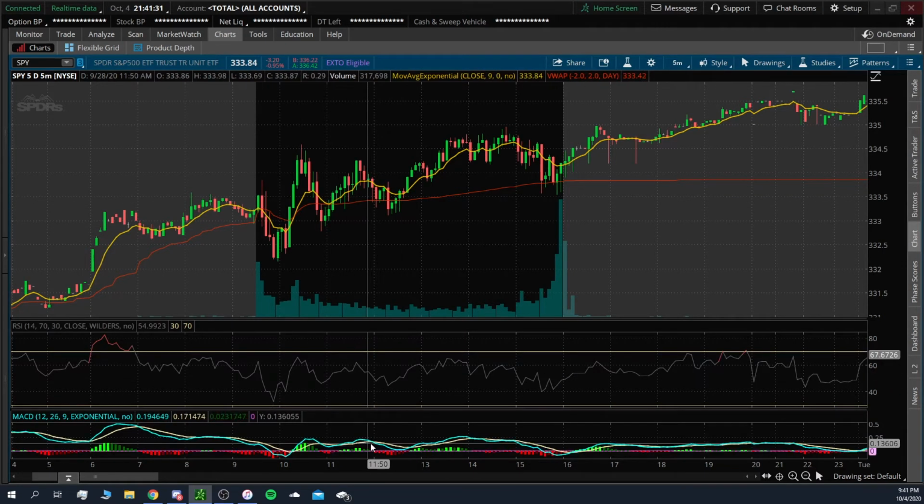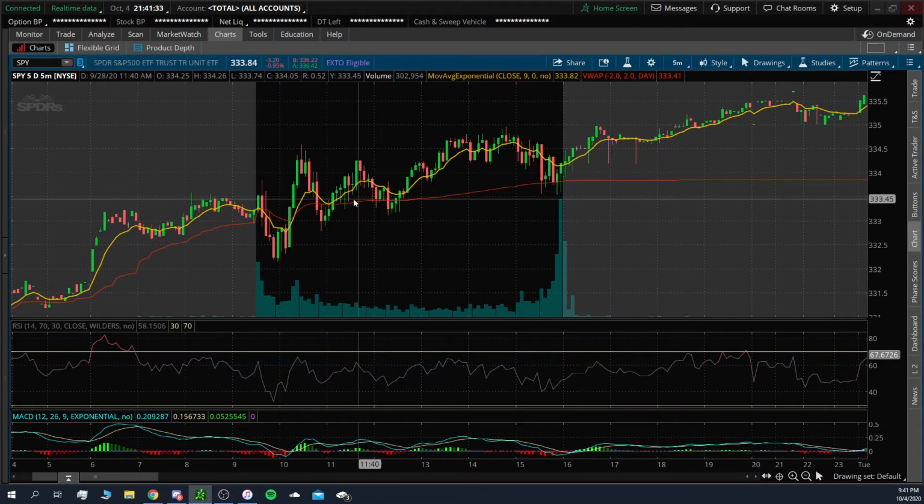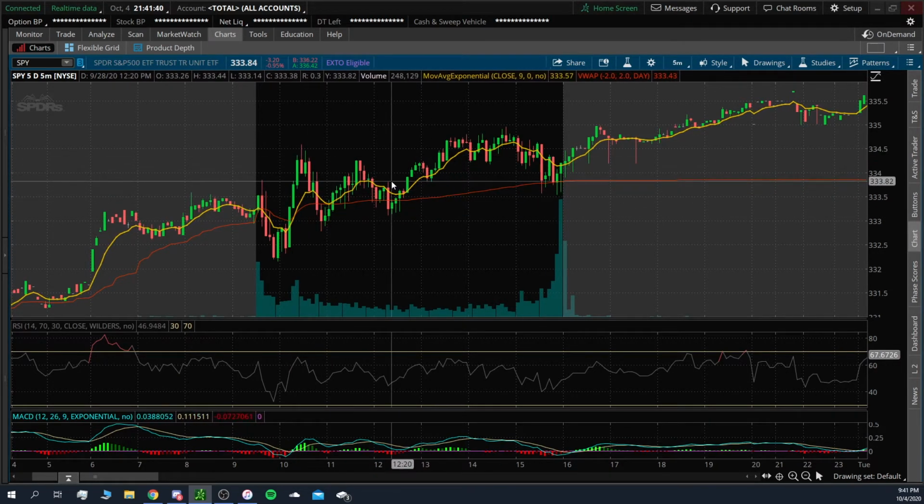We see RSI and MACD pretty much sideways, but notice throughout the times wherever it's over the 9 EMA and still continues to ride the 9 EMA, it's still going up. It's still over the VWAP.